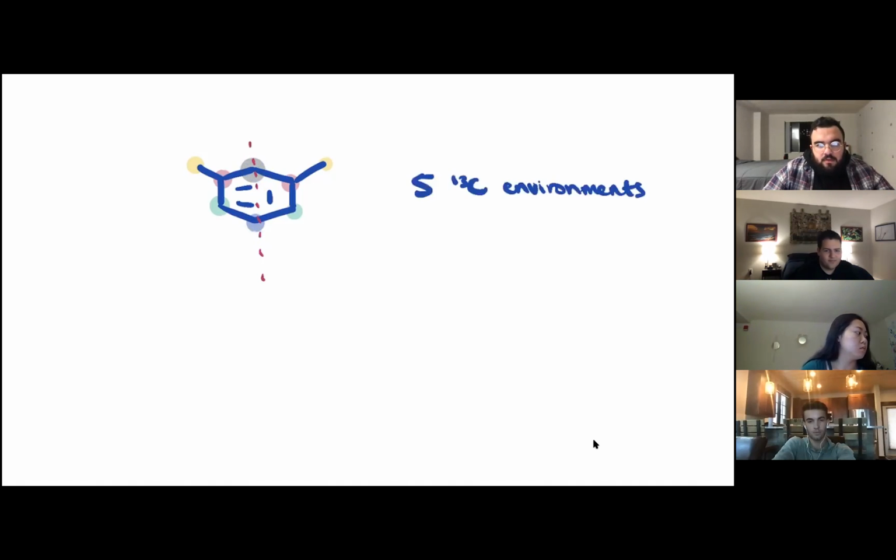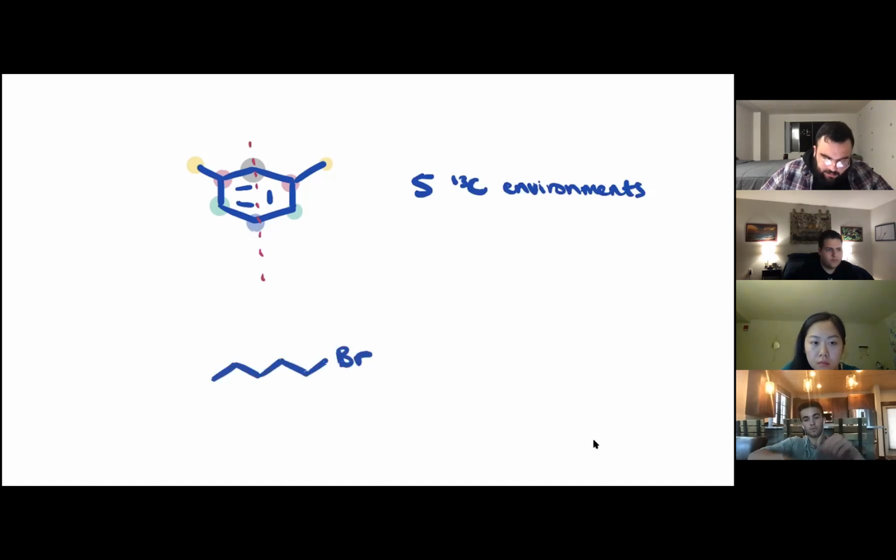Cool, there we go. Let's go ahead and compare that to a molecule that's not symmetric. So let's say we have maybe something that looks like this. Okay, well, here there is no plane of symmetry for the compound with respect to the carbon environments. So because of that, every single carbon is going to be a different environment. So we're saying this one's an environment, this one's an environment, this one's an environment, this one's an environment, and this one's an environment.